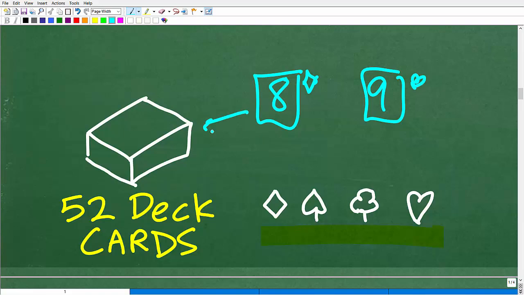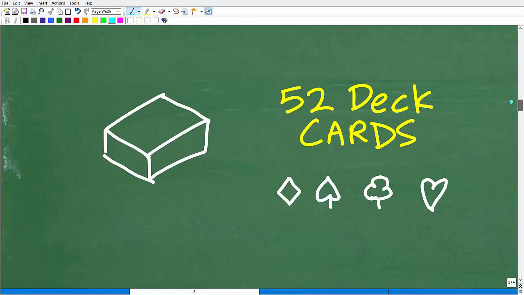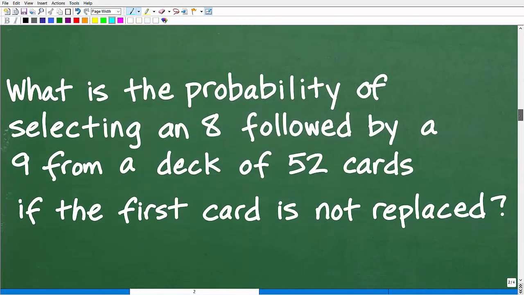So how many different 8s are in this deck? Well, there'll be 1, 2, 3, 4, right? So there's a diamond, a spade, a club, and a heart. Same thing for the 9. Just in case you didn't know that, you have to understand this aspect of the problem, or you won't be able to do the math to figure out the right answer. Okay, so now let's take the next step. Now that we have an understanding about these standard 52 deck of cards, we know that we have these 4 suits for each card. Now let's read the problem again and think about this.